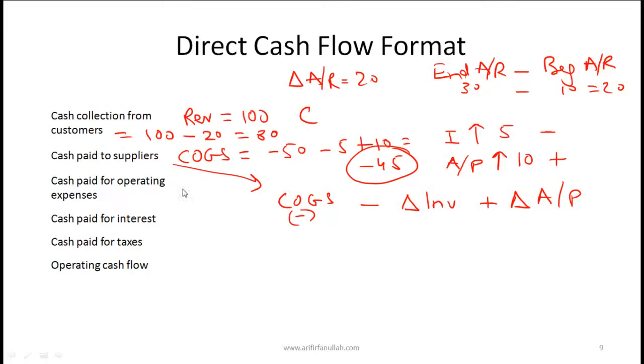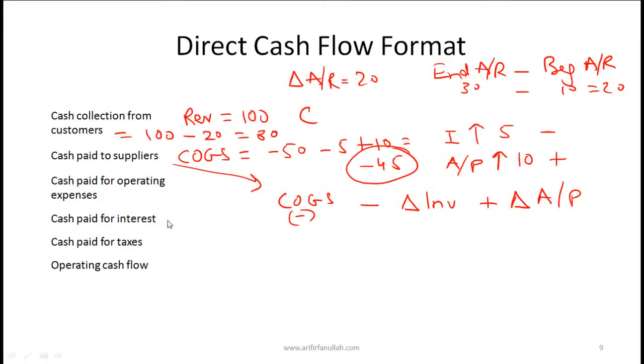Cash paid for operating expenses, again the idea is the same. In our simple example, let's say that you paid for all this in cash. If not, then you simply take your expense from the income statement and then adjust it based on changes in the relevant assets and liabilities.